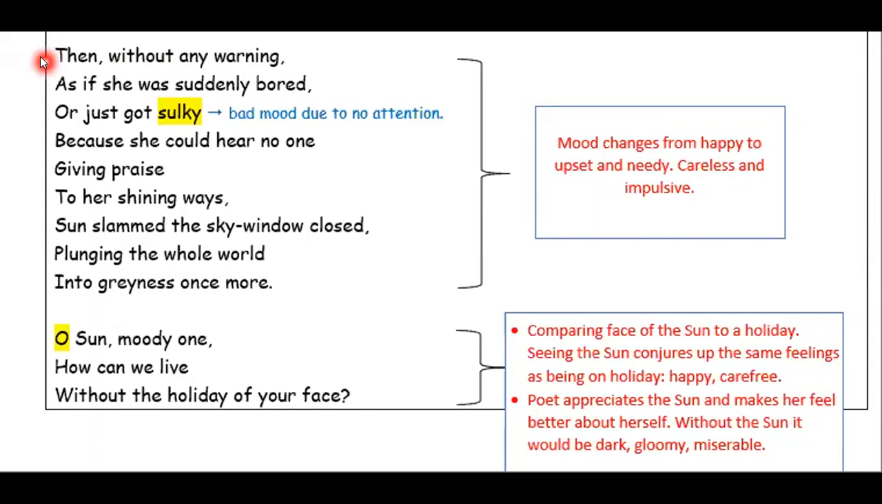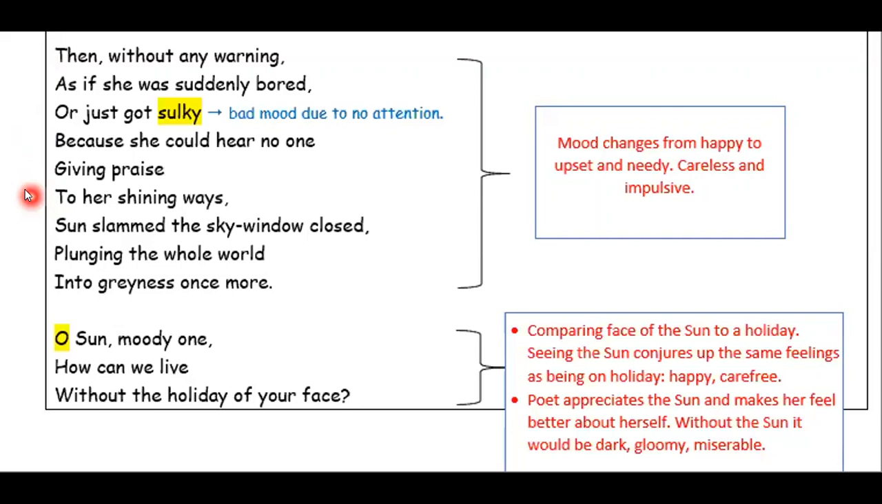So when the sun is sulky, because sulky means when you're in a bad mood, perhaps because no one's paying you attention and you want to draw attention. Because she could hear no one giving her praise to her shining ways. The earth was no longer praising her for existing. The sun slammed the sky window closed. Basically, the sun disappeared, plunging the whole world. When you plunge something, you push it, you force it, right? Into grayness once more. Grayness is obviously darkness, the night.